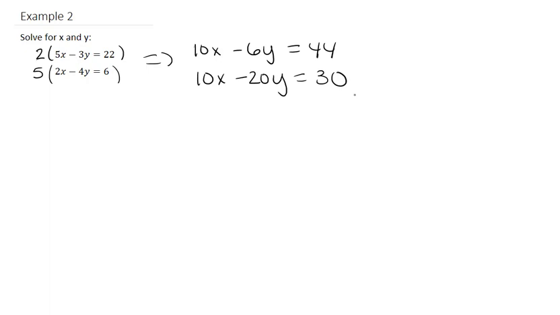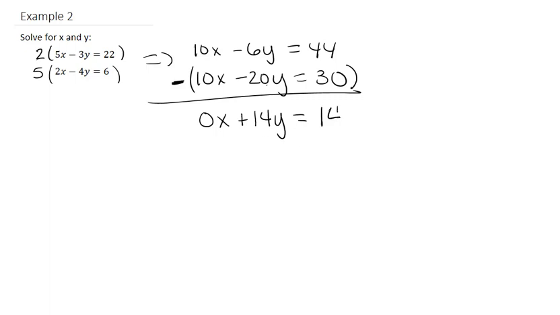Next, we need to subtract this second equation from the first. So if we go 10x minus 10x, it's 0x. Now this minus gets transferred over to this minus 20, so now it's positive 20. So we have minus 6y plus 20y, so that would be plus 14y. And then we have 44 minus 30, so we're left with 14. Now we have 14y, which is equal to 14.